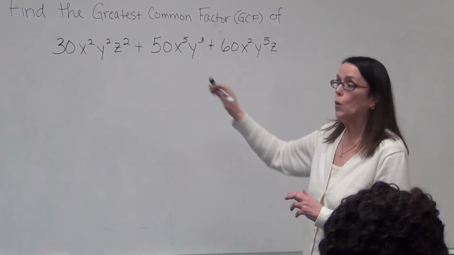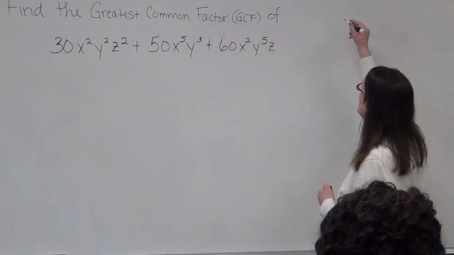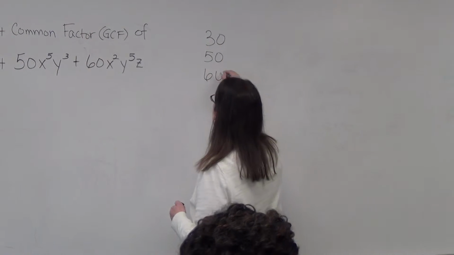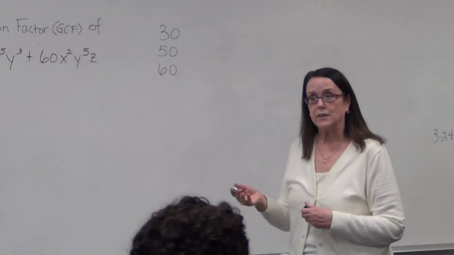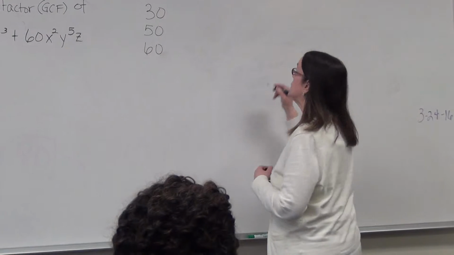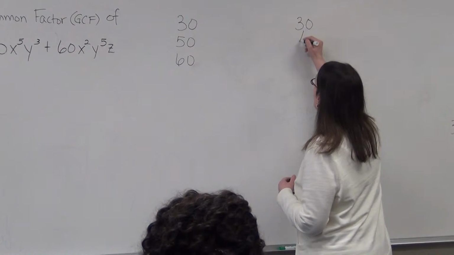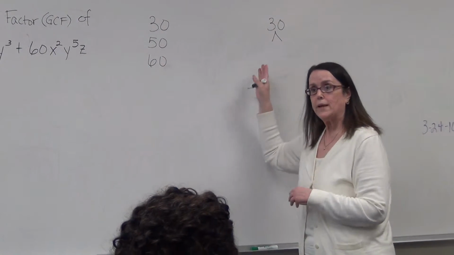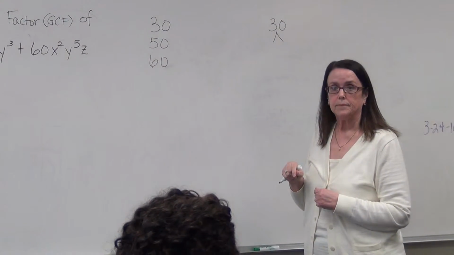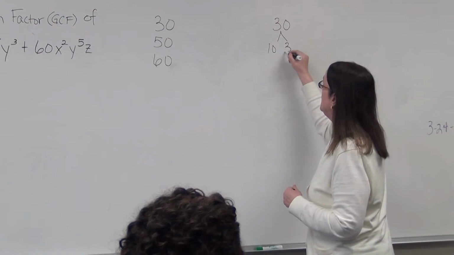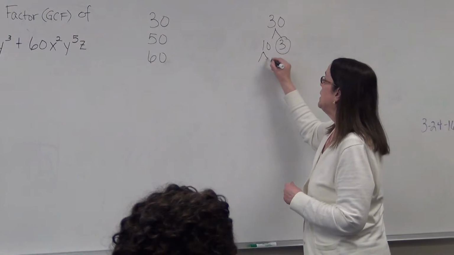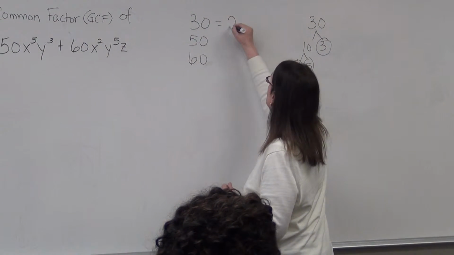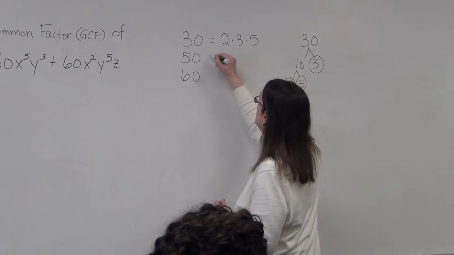First, we're going to work with the coefficients of each of these terms. So I'm going to write them up here. I've got a 30, a 50, and a 60. And we're going to find the prime factorization of each of those coefficients. So 30. A common method of finding prime factorization is using the prime factorization tree. We can see right away that this is divisible by 10. So that's 10 times 3. 3 is prime, so we're going to circle it. And 10 is 2 times 5. So the prime factorization of 30 is 2 times 3 times 5.